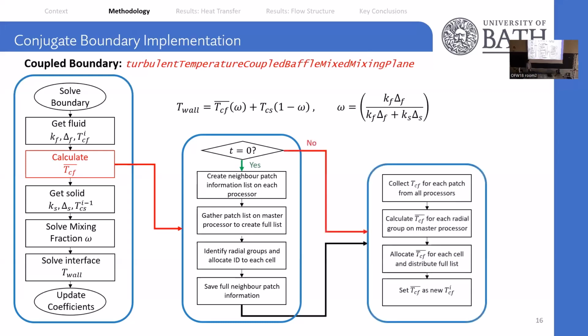And in subsequent time steps, the temperatures for each radial group for the whole patch are collected on the master processor. The groupings are made and an average temperature is found for this radial band. And this is then passed back to each processor and allocated for the corresponding cell.